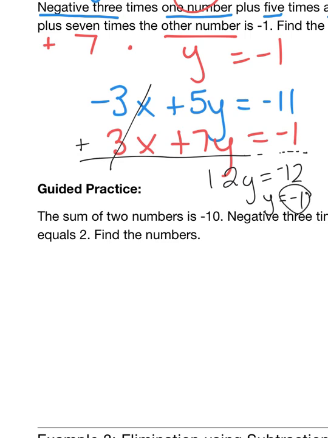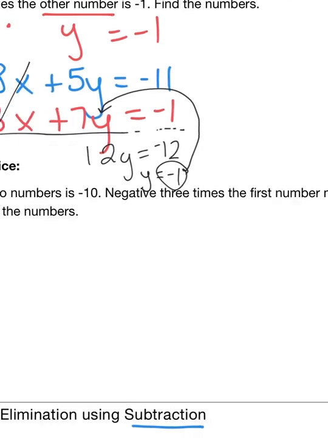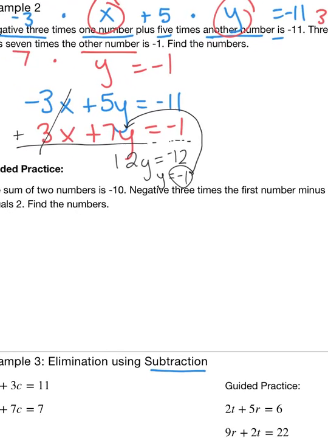Go ahead and substitute that back into either equation. I'm going to plug it into this bottom one just because those numbers are ones that I like better. It does not matter which ones you choose. So from there, solve for x by doing 3x plus 7 times -1 equals -1. So that equals -7, which means I add 7 to the other side to cancel it out. And 3x equals, really this is saying 7 minus 1 to get 6. So x equals 2.